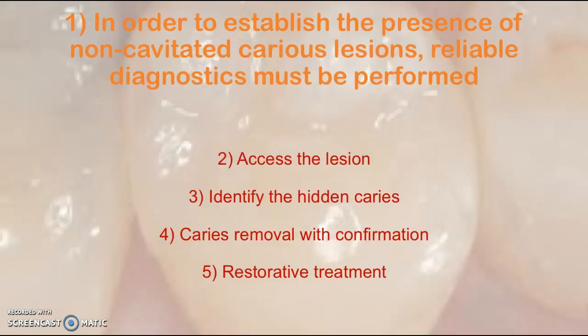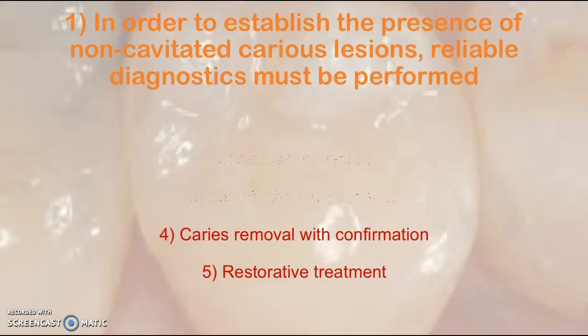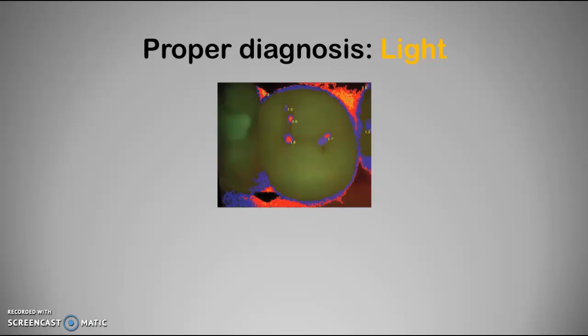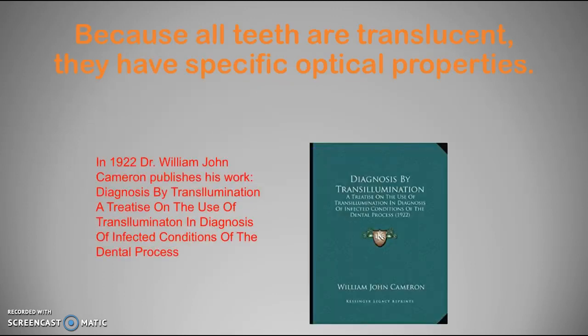Beginning with the first step, that is diagnosis of carious lesion, we need reliable diagnostic tools to establish the presence of non-cavitated carious lesions. So first, we will discuss light and the various tools which use light to diagnose non-cavitated lesions. So the premise behind using light is that all teeth are translucent. They have specific optical properties.